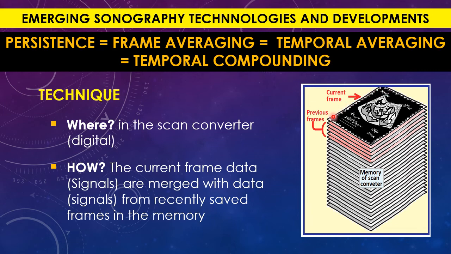This is the current frame that's been built now, and we have here some of the previous frames that have been saved in the scan converter. You know, the scan converter has a memory. So some of these last frames will be added digitally. The data in these frames are added to the current frame. So now I'm getting a composite frame, made of several frames, not only one. Okay, so this is persistence.